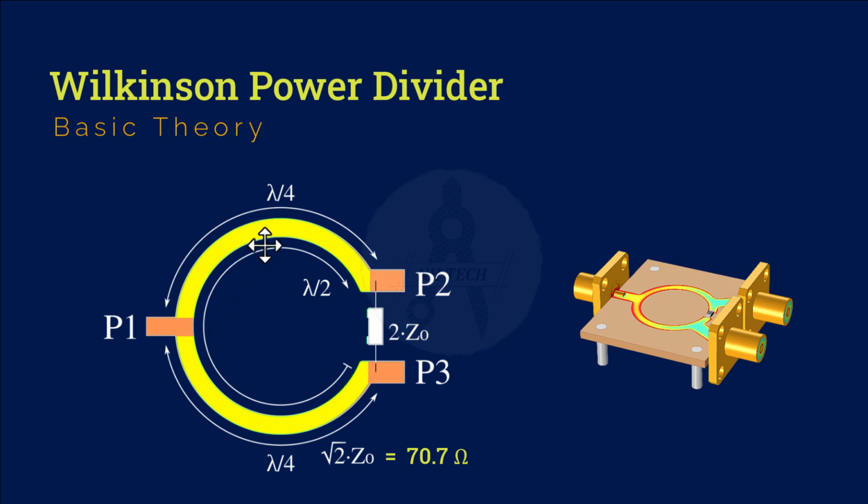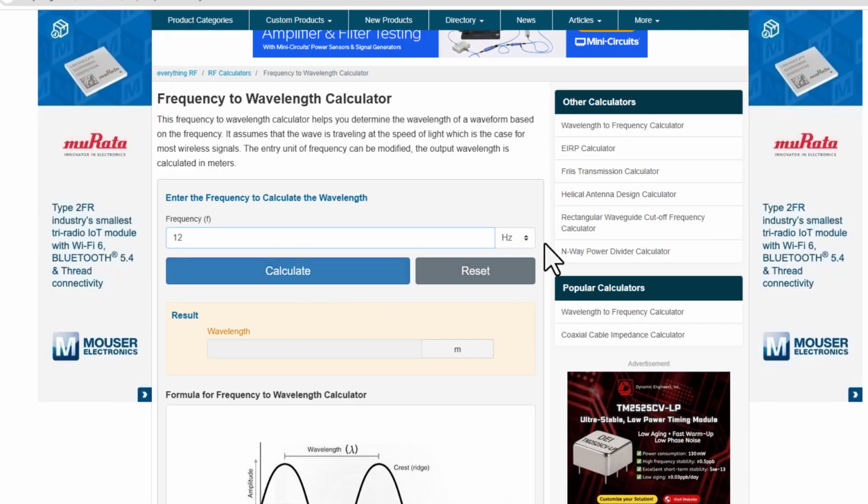As the total length of the circular path is lambda by 4, we need to know the value of lambda at 12 GHz frequency. Use an online frequency to wavelength calculator. So the value of lambda is about 25 mm.